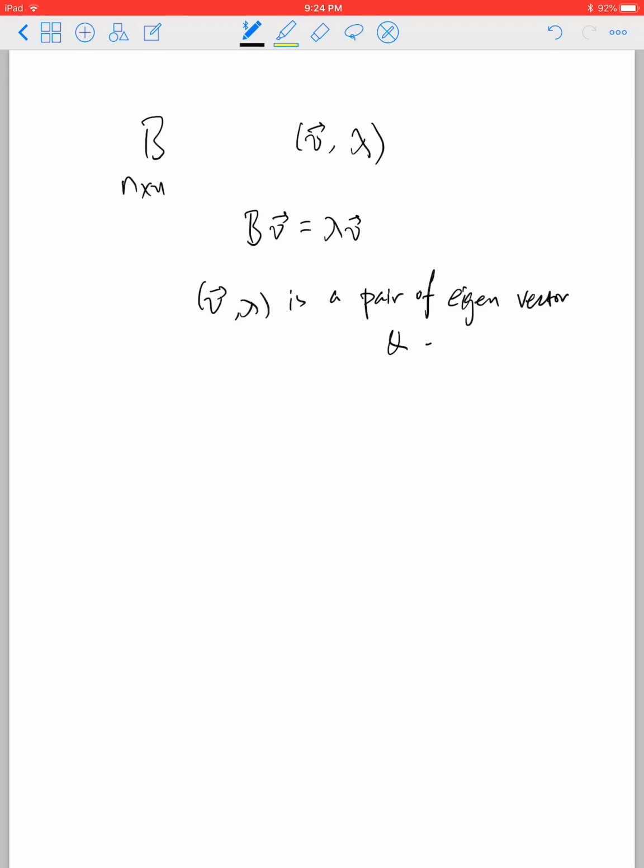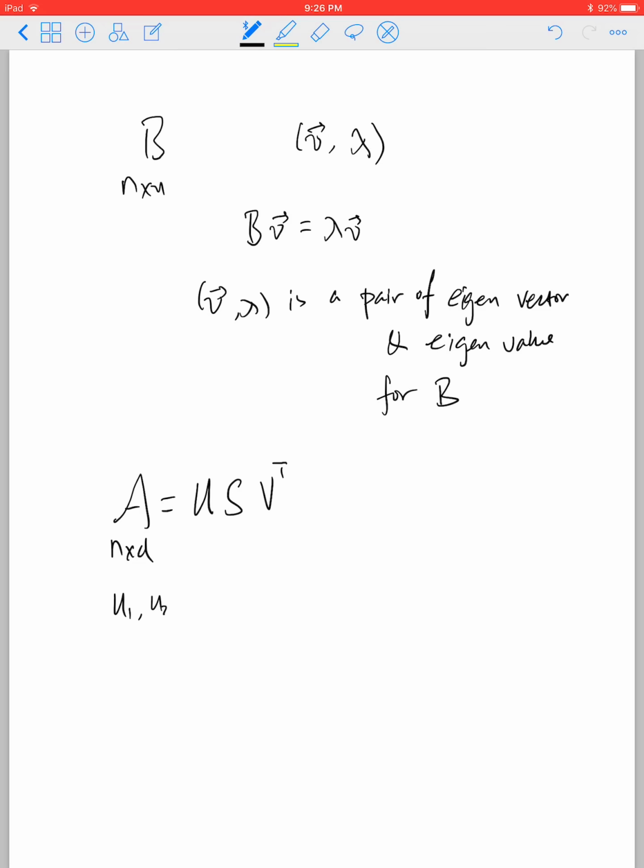Then if there is a pair of vector v and scalar lambda such that A times v equals lambda times v, then we call v and lambda a pair of eigenvector and eigenvalue.